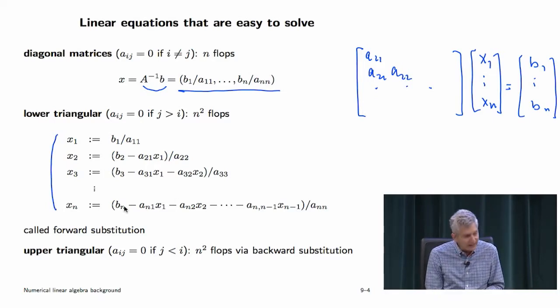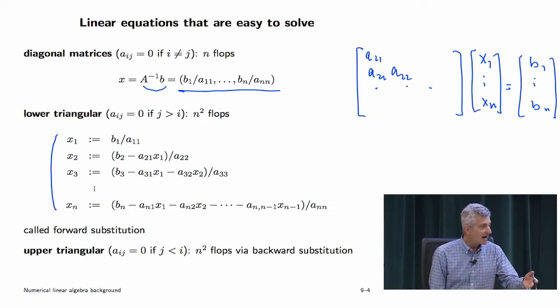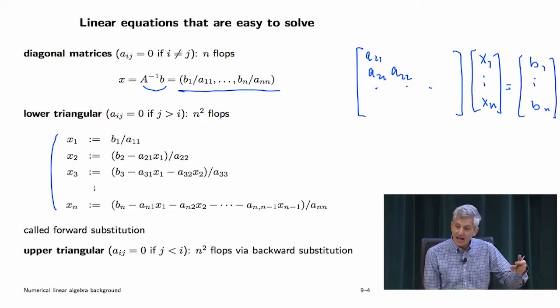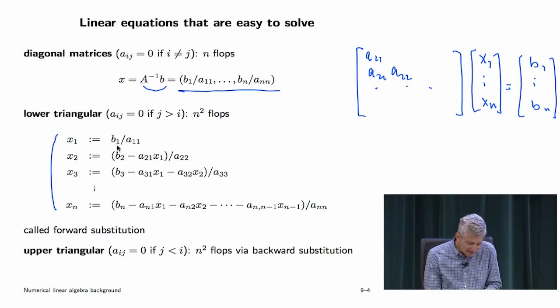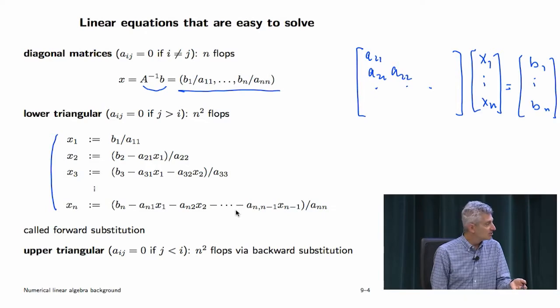This thing is kind of growing, and it's got a great name. This is forward substitution. The reason it's called forward substitution is you calculate x1, and from then on, you substitute that value into the equation. You do length 1, length 2, length 3, length 4, and it's growing. The sum of those numbers is something like n squared over 2, and if you do it exactly right, it's n squared flops. That's called forward substitution.